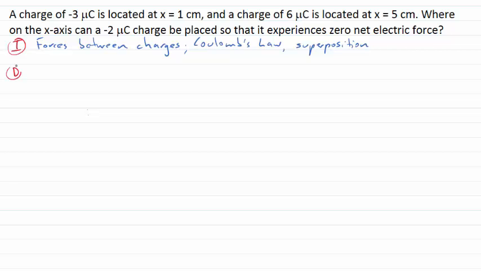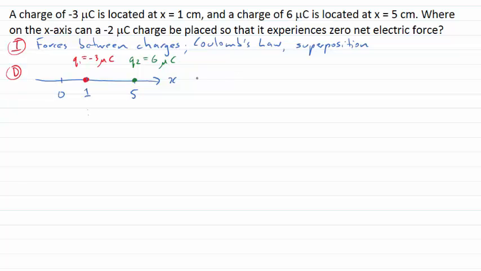Let's move on to the develop stage of our solution, where, as we will often do, let's start with a diagram. Here's our x-axis, and here's perhaps the origin. We're told that at x equals 1 and at x equals 5 we have some charges, so let's draw those in. At x equals 1, let's call that charge Q1, and it's negative 3 microcoulombs, and at x equals 5 centimeters we'll have a charge Q2, which is 6 microcoulombs.